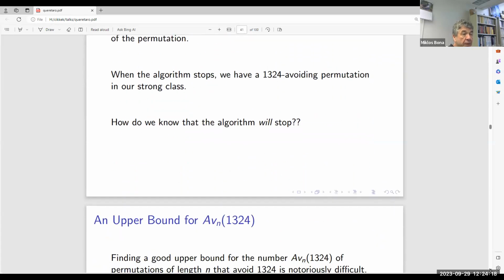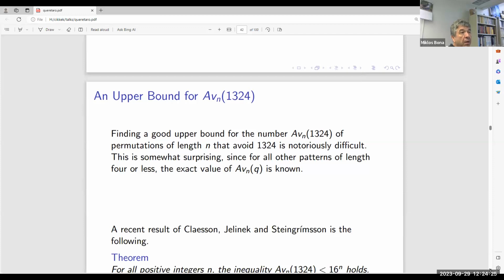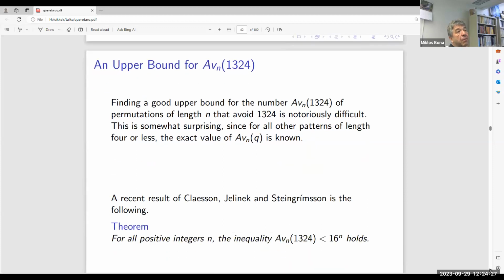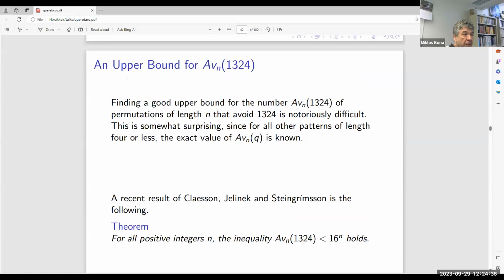So this proves that the number of permutations avoiding 1, 3, 2, 4 is bigger than the number of permutations avoiding 1, 2, 3, 4. But what about an upper bound? How many? What can we say? How big are these numbers? So I will prove an upper bound, which is no longer the best. I proved it in 2012. Then it was the best. It's no longer the best, but I will prove it because I like the proof. It's a nice proof. And also it will show you what are the kind of things that make this difficult.